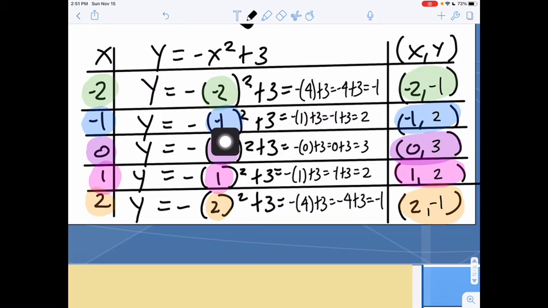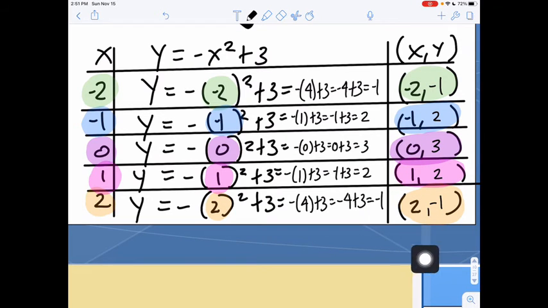When we plug in negative 1, we square that, we get 1, but we have the negative, so we get 3 minus 1 is 2. We get the point negative 1, 2. When you plug in 0, of course, anything times 0 is 0, so we end up with just 0 plus 3, and that gives us the point 0, 3. When we plug in 1, 1 squared is also 1, so we get negative 1 plus 3 is 2, so we get the point 1, 2. And when we plug in 2, 2 times 2 is 4. Keep your negative. Negative 4 plus 3 is negative 1. So you get the point 2, negative 1.